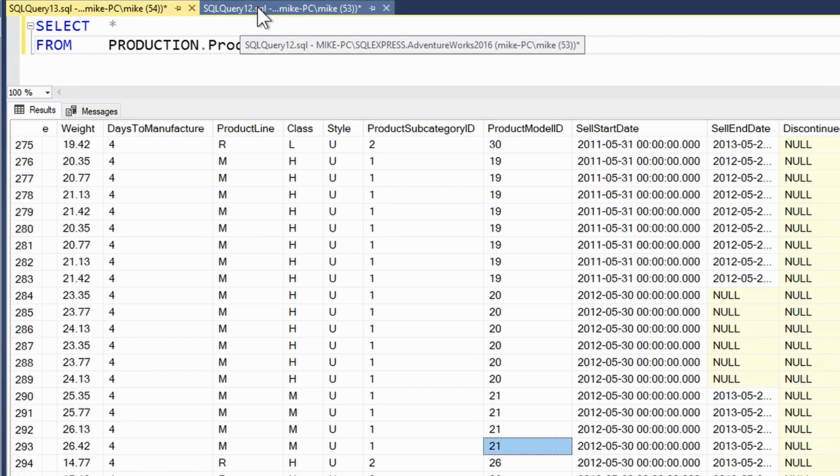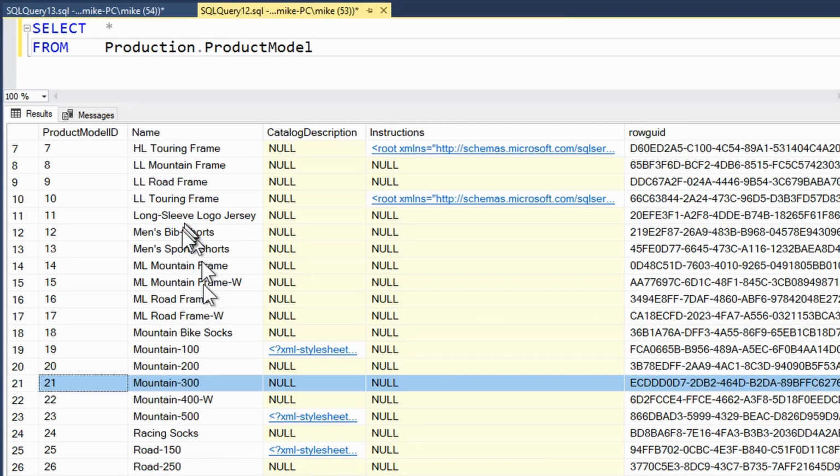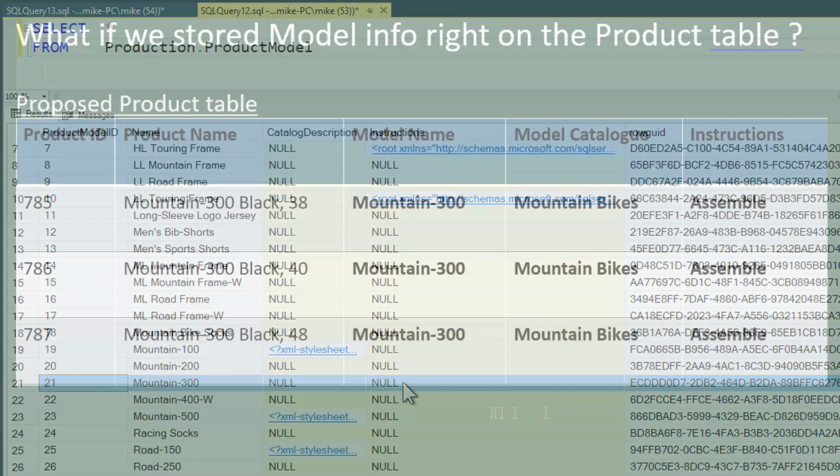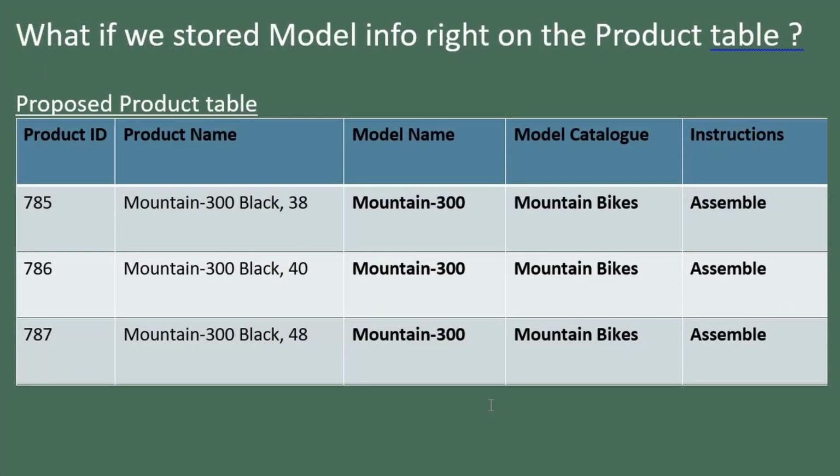Why make life hard for ourselves with multiple tables? Well, part of the answer is, when we look at the product model table, it not only has a name, but it's got two other critical pieces of information as well, the catalog description and the instructions. I'll talk about two of the main reasons why we sequester, if you like, data like model off onto its own table and have this key linkage going on.